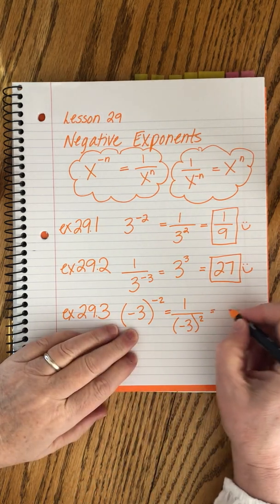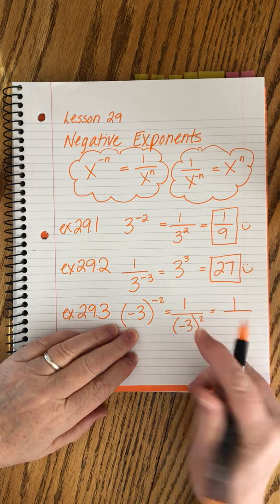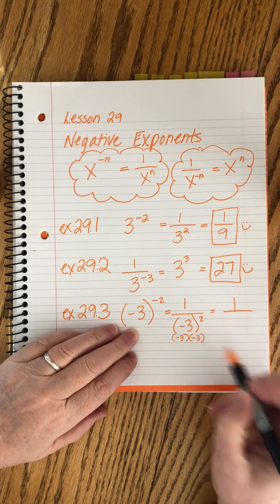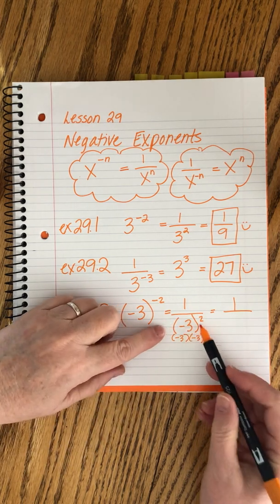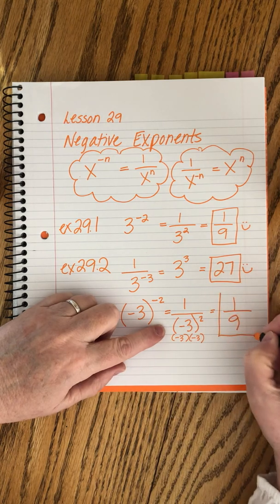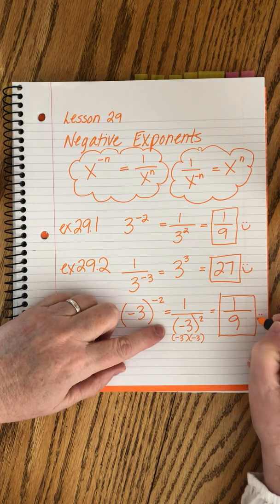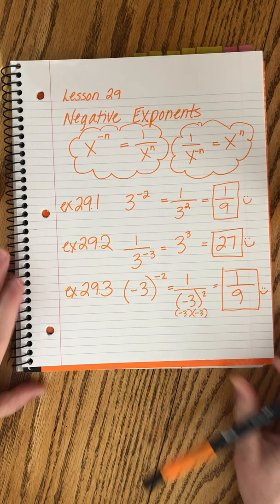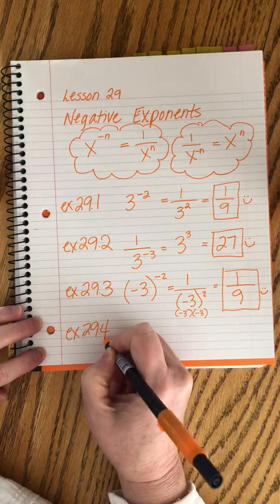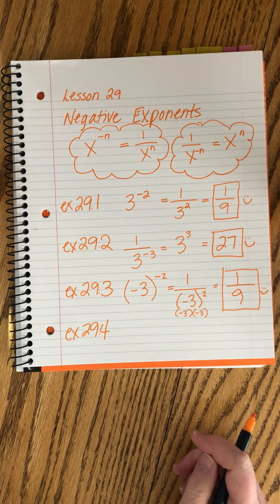Now I see, okay, this is -3 times -3, right? I can't cover that up. So as I square that, it becomes an old familiar kind of problem, and that's my final answer. And then let's squeeze one more down at the end. 29.4. Oh, of course it's more complicated.